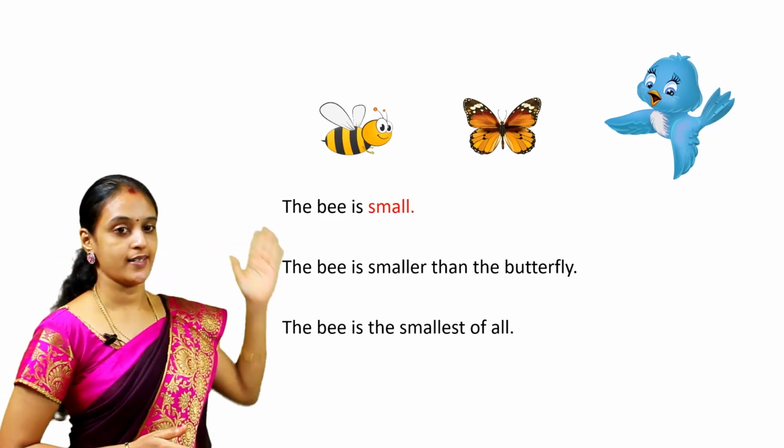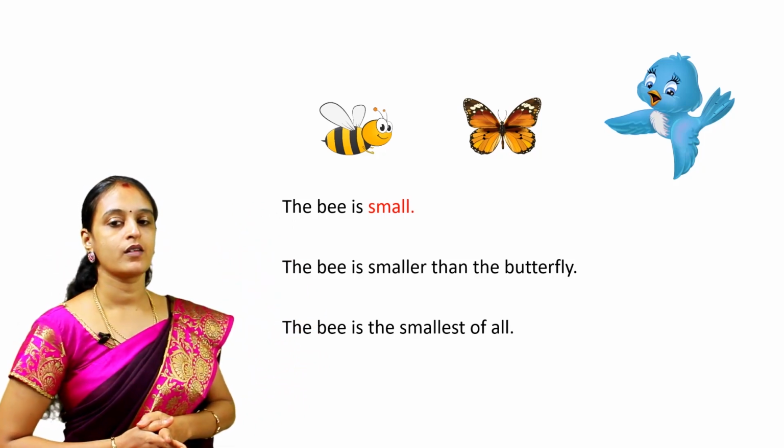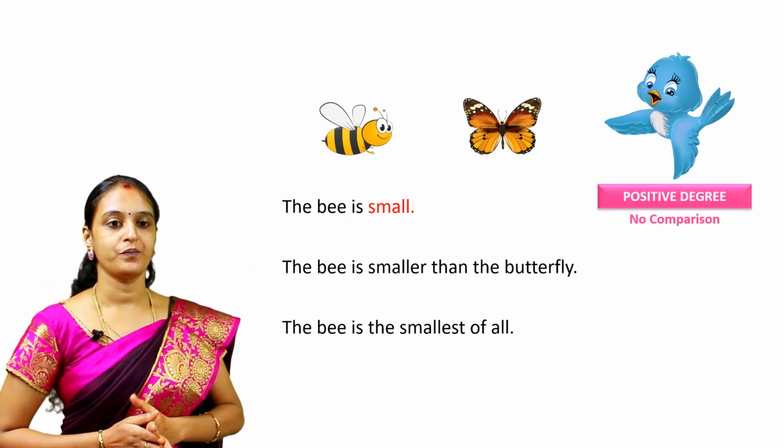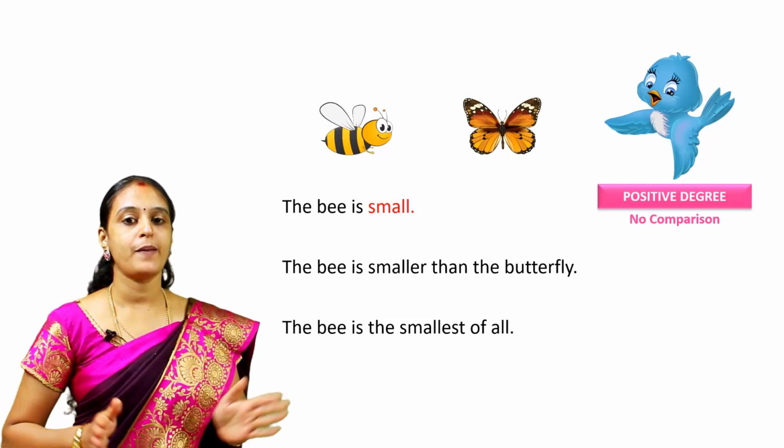Now look at the first sentence. The bee is small. It denotes a positive degree. Here no comparison is made.